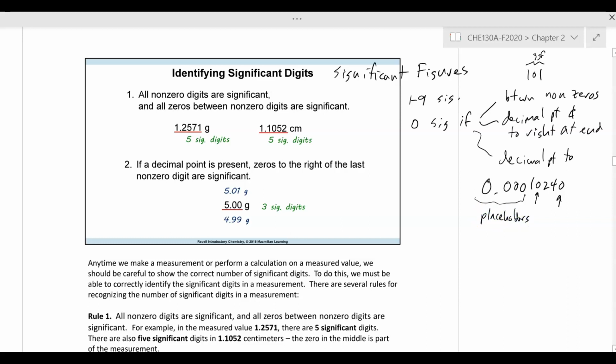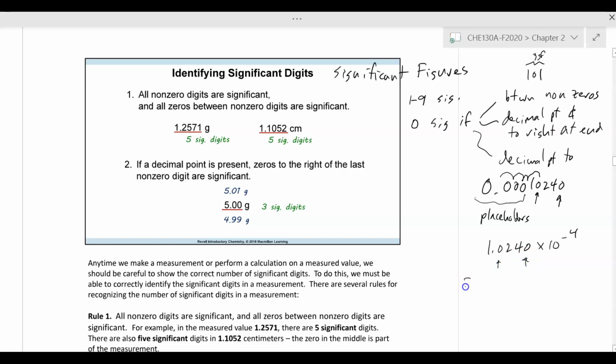And they would disappear if we put this in scientific notation. So to put this in scientific notation, I'm going to go over 1, 2, 3, 4. So I'm going to have 1.0240 times 10 to the negative fourth is that number. And now we see that this significant 0 and this significant 0 remain.